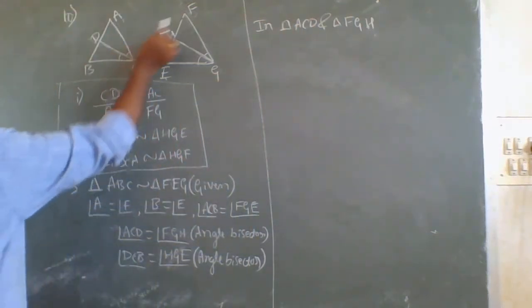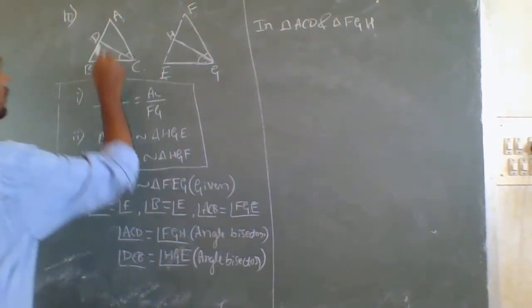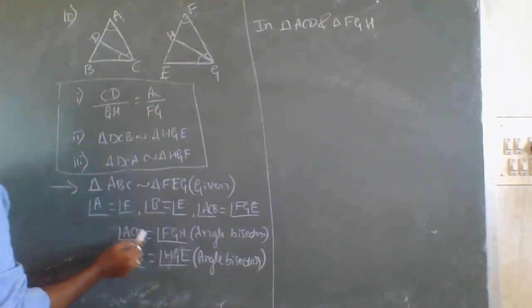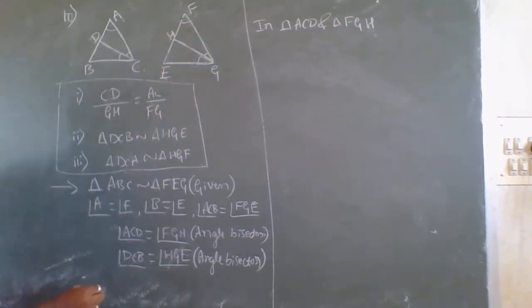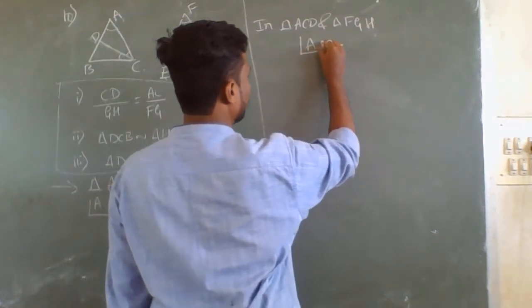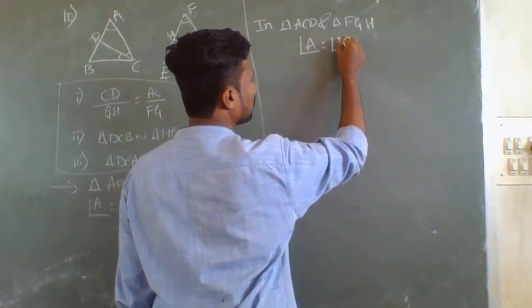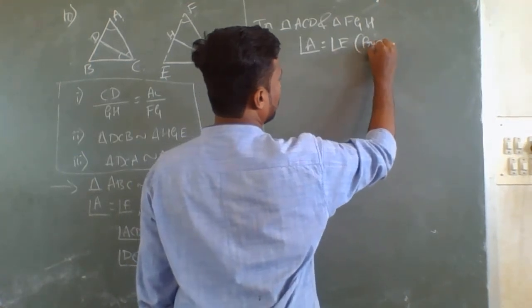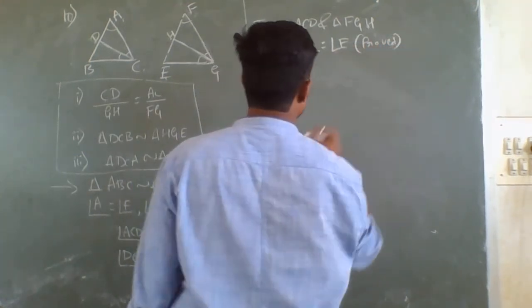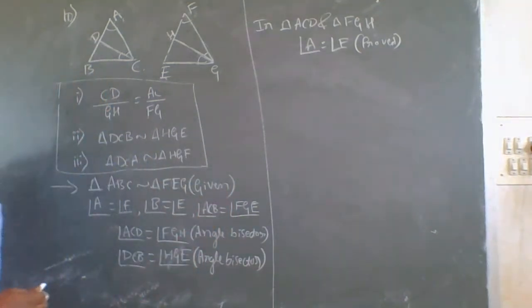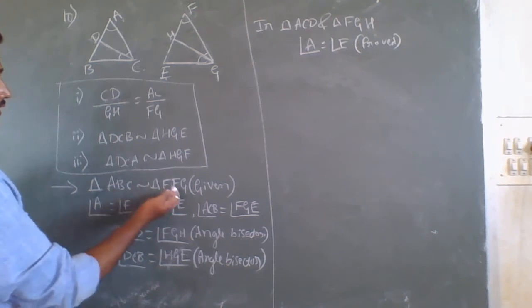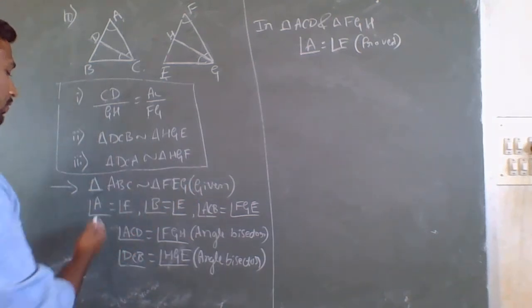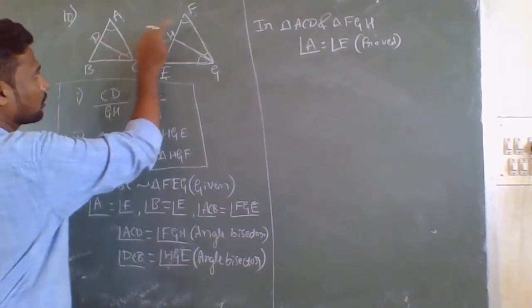Here in ACD and FGH, we know that angle A is equal to angle F, because these two are angles of similar triangles. Therefore, angle A is equal to angle F. Here I will write proved. How is it proved? Here we have written angle A is equal to angle F because these two triangles are similar. Therefore, these two angles are equal.